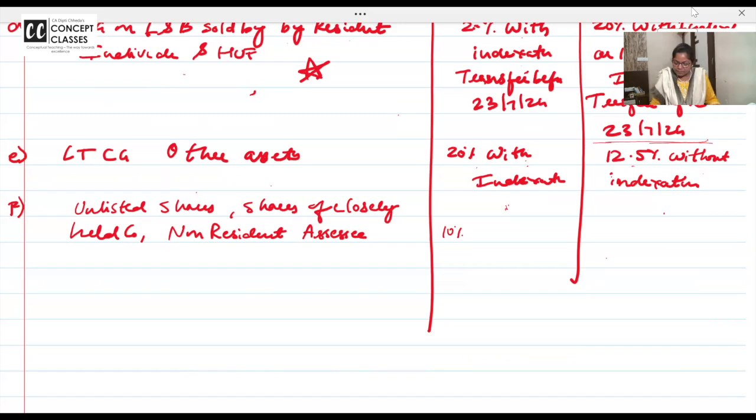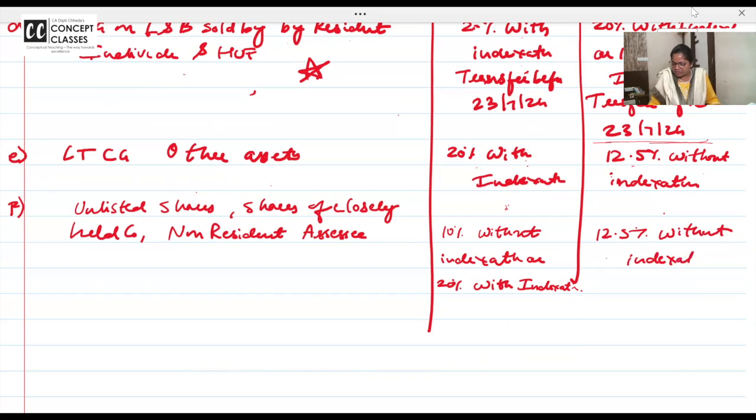10% without indexation or 20% with indexation. 10% without indexation or 20% with indexation, right? That's what was there for unlisted shares earlier. Now what it is saying, 12.5% on the long-term capital gains without indexation. Clear to all of you? So this is how you do it.